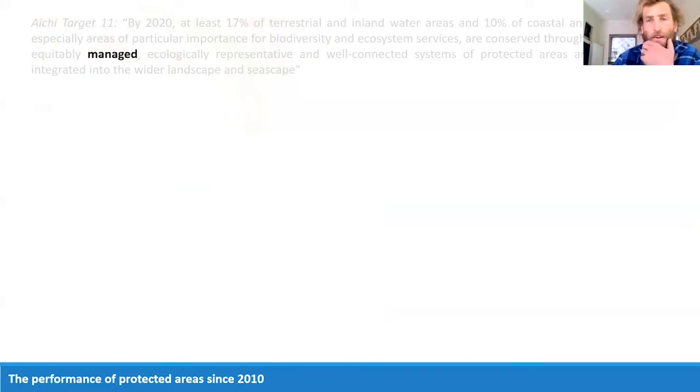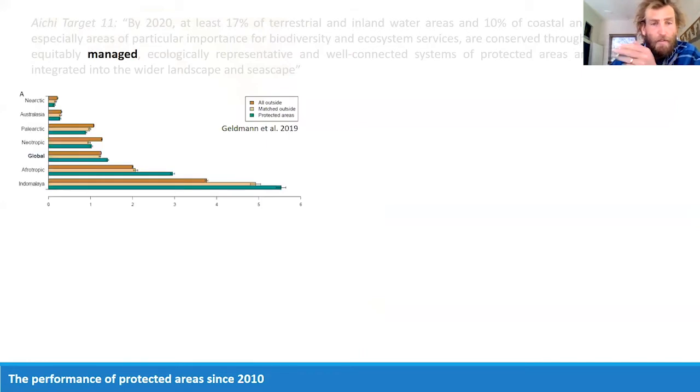Okay, moving on. So we've got two slides dedicated to management effectiveness. We've talked about inputs, we've talked about threat reduction, and now we're going to talk about outcome evaluation, so whether or not protected areas are having an effect over and above what would be happening in their absence.